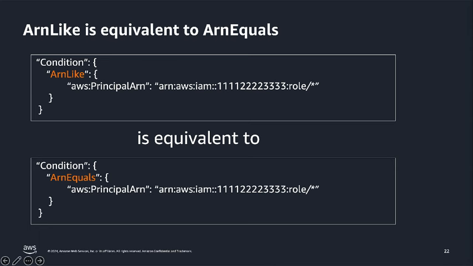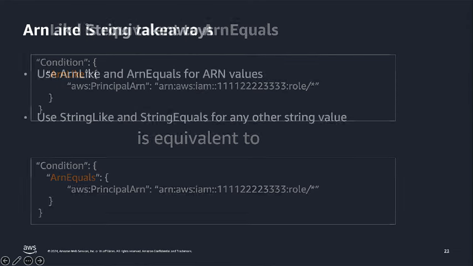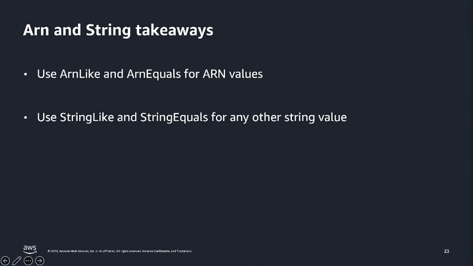One last unrelated note about ARN comparisons before we move on. The behavior of ARN-like and ARN-equals are actually equivalent, meaning that ARN-equals also does wildcard matching. And this works this way mostly for historical reasons. This equivalence also applies to the negated versions of these operators, so ARN-not-like and ARN-not-equals are also equivalent. So again, use the ARN operators for ARNs and use the string operators for strings. This will help you avoid the possibility of the behavior you saw in this example.